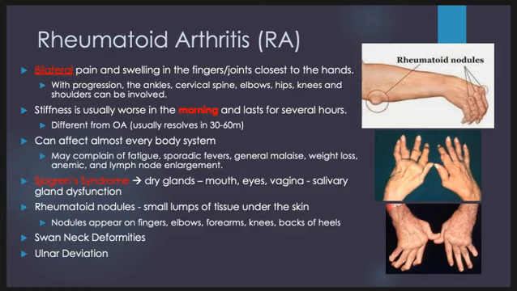Sjogren's syndrome is when they have dry glands. It affects the mouth, eyes, as well as the vaginal area. Rheumatoid nodules can also develop. They are small lumps of tissue that develop under the skin. They usually occur on the finger joints first. There are also swan-neck deformities that can occur in these patients. It affects the appearance of their fingers, as seen here in these pictures.